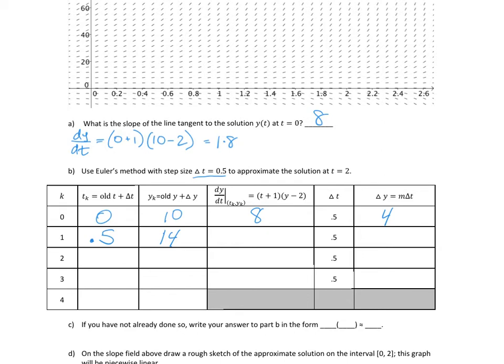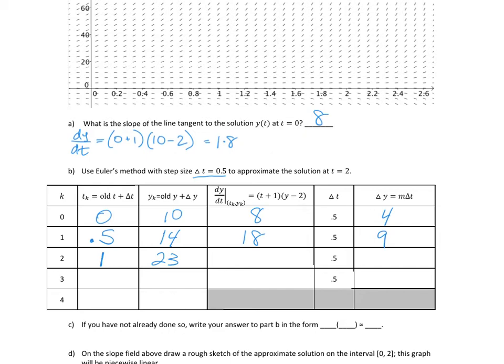Now I calculate dy/dt using these two new values, 0.5 for t and 14 for y. So it's going to be 1.5, that's my t plus 1, times 14 minus 2, which is 12, and you get 18. 18 times 0.5 is 9, that's my delta y. Okay, so my new t is my old t of 0.5 plus my delta t of 0.5, which is 1. My new y is my old y of 14 plus delta y of 9, which is 23.